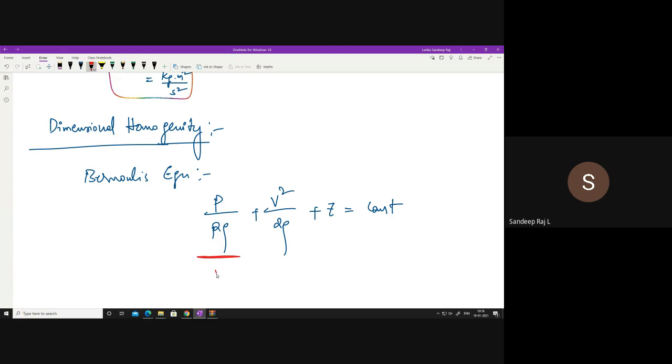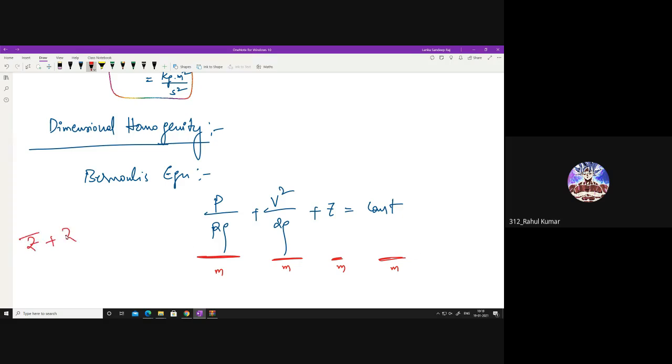What is the unit for the first term? What is the unit for this term? Meter. Meter, meter. What is the unit on this side? On the right hand side, it is also meters. See, you can add rupee with rupee.